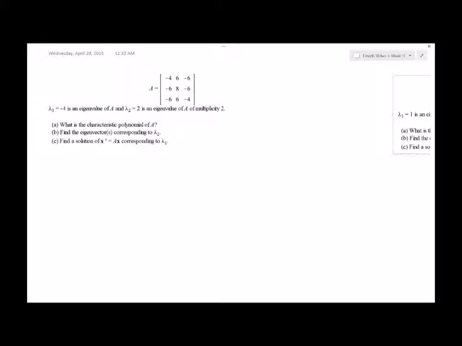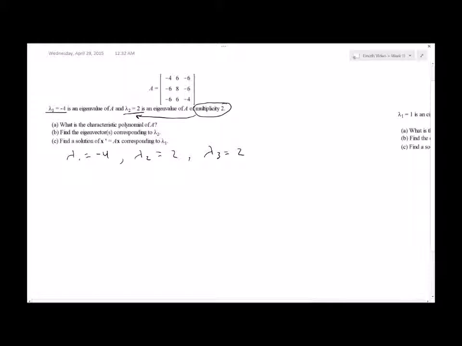Alright, so if you read the question, it actually gives us our eigenvalues. And when it says multiplicity of 2, that means that this one, there's two of them. So I'm going to say lambda 1 is -4, lambda 2 equals 2, and lambda 3 equals 2. Now it has it as just lambda 2, and there's two of them, but I like to call it lambda 3 just to differentiate.